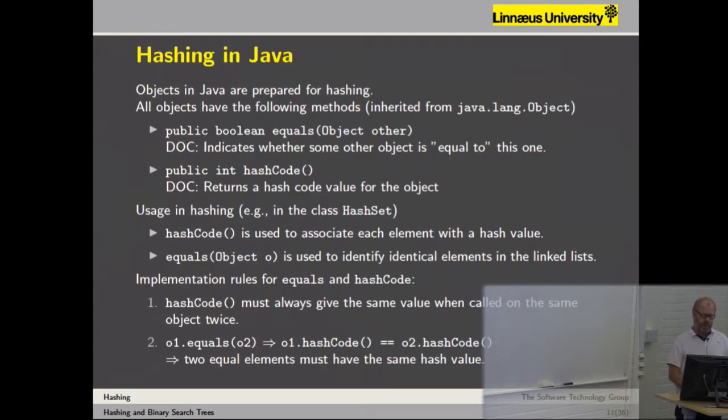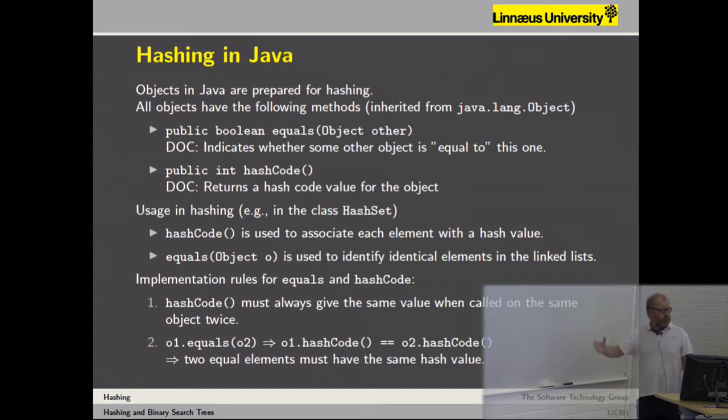It comes with the fact that the object class has two methods, hashCode and equals. So no matter whether you want it or not, all the objects in Java are prepared for hashing. They use this method, hashCode, to give this number up here. And they use equals when they are traversing the list to see if we have it or not.